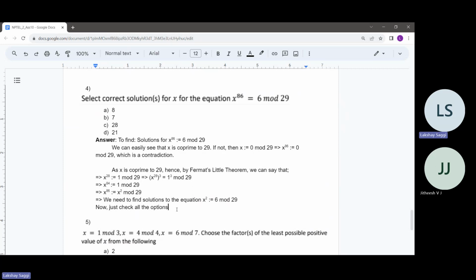Note why this simplification works: finding 8 raised to power 86 would have been difficult, but finding 8 square is easy. So that's why now our problem is a bit simplified and we can apply all the options. The smart work was just to reduce this 86 to a square. And after this, no efficient method is known, but some heuristics can be applied, like trying all the options. But I'll discuss another alternate method with you right now. So now just check all the options.